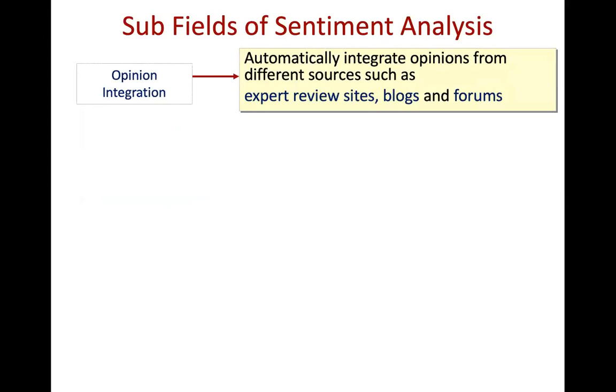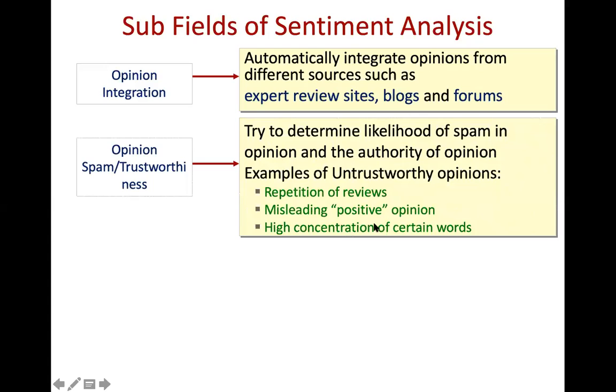There is also opinion integration, when you integrate opinions from different sources, like expert review sites, blogs, and forums. This could be very useful, let's say, when you want to predict stocks: you probably want to use different social networks and see people's responses on them. And there is opinion spam and trustworthiness, basically identifying the likelihood that something is spam, or how much you can trust a review, etc.